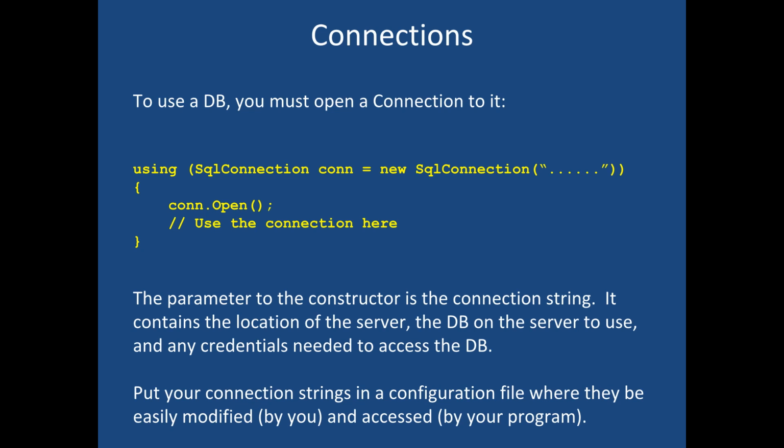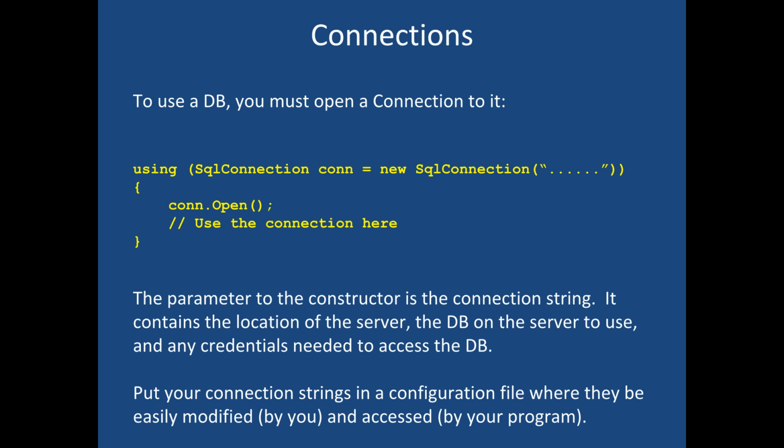To use a database, you first have to open a connection to it. And so it would look something like that. You create the connection, you open the connection, and then you do your thing. And remember, we use the using construct so that when you exit the using block, the connection is closed automatically, no matter how you exit the block, whether you return or just execute beyond the end or throw an unhandled exception, the connection is closed down.